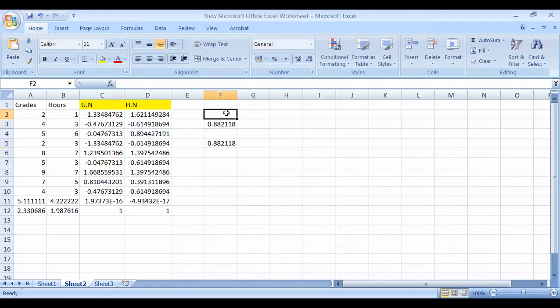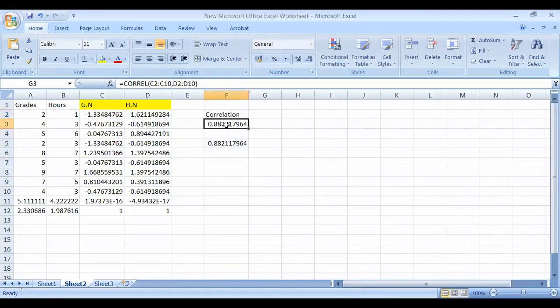This is the relationship between grades and hours of study, right? So you can say this is a positive value. This is 0.88211. So this is a positive value. So an increase in the number of hours is going to increase your grades, right? So we can find this is a positive correlation.